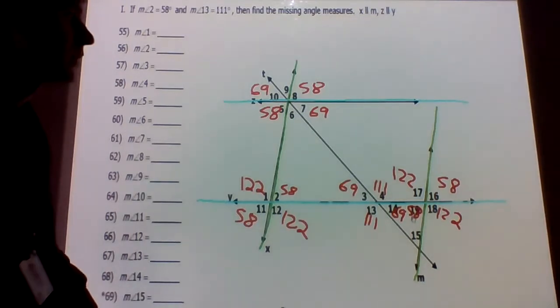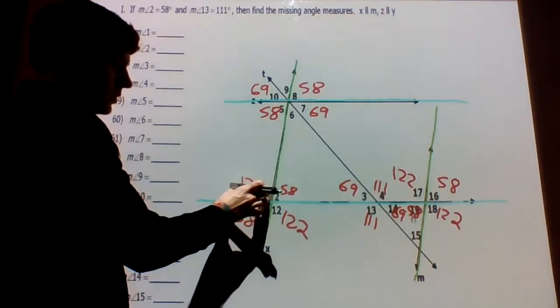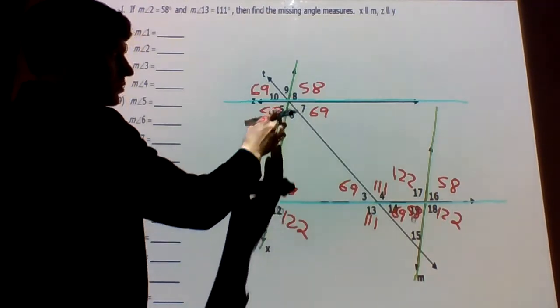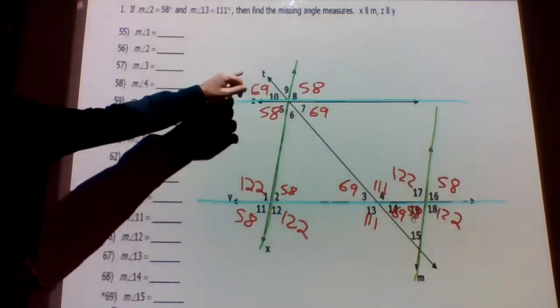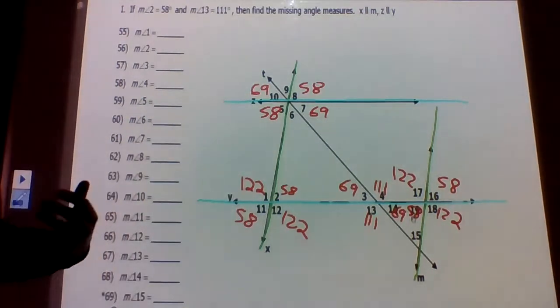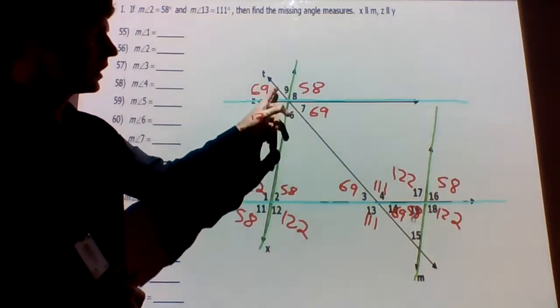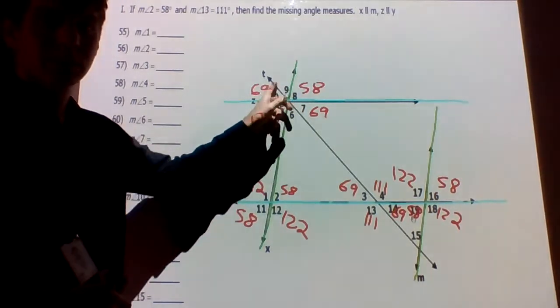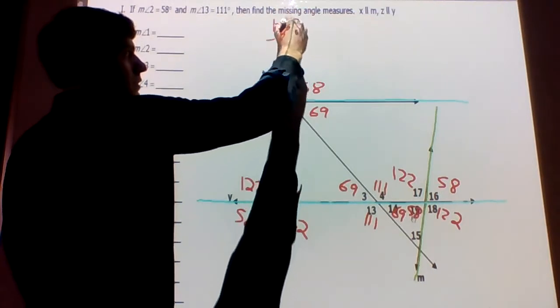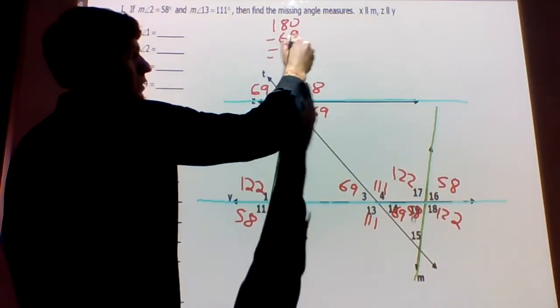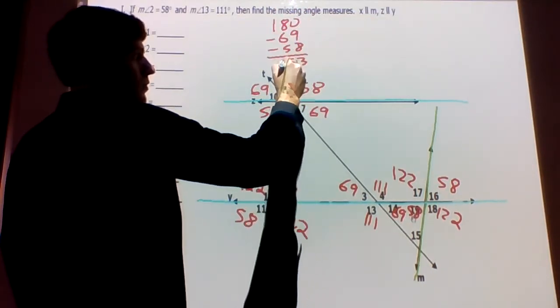The last one, again, so this is 122. So that means these two added together have to be 122. So we can do 122 minus 69. The other way we can look at it is all three of these have to add up to 180 because this is a straight angle. So we can do 180 minus 69 minus 58, and that's going to give us 53. So this one is 53.